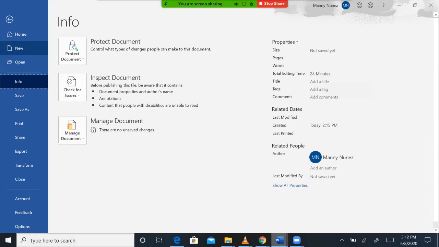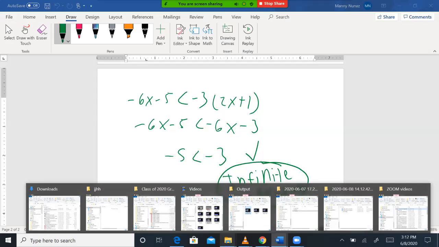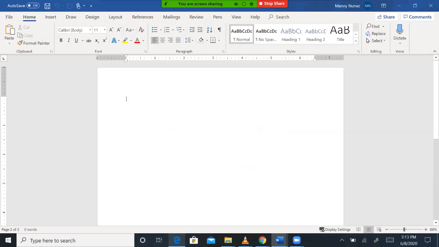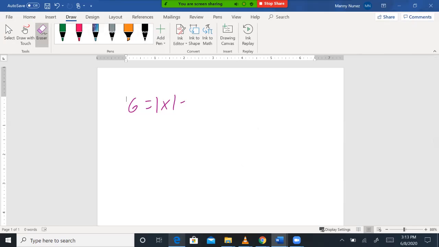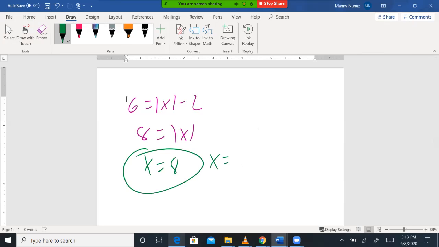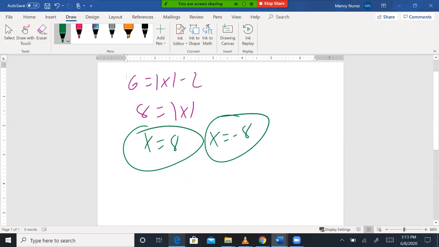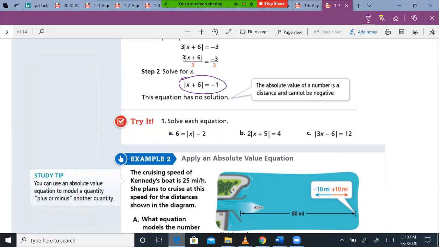I'm going to make another whiteboard for you guys. Here we go. 6 is equal to the absolute value of X minus 2. I'm going to add 2 to both sides. When I add 2 to both sides, I get 8. 8 equals the absolute value of X, but I have 2 answers. It is 8, and then it's also equal to -8. Again, the absolute value was by itself, and I had 2 answers.